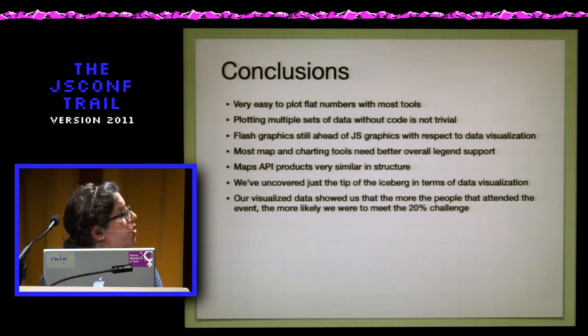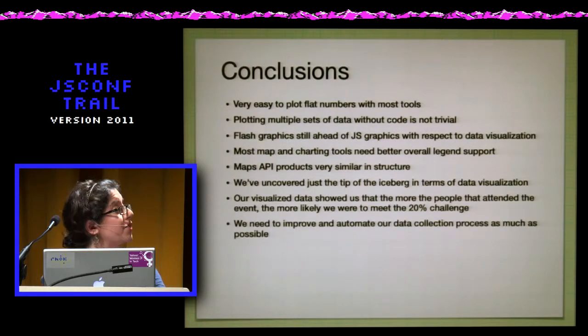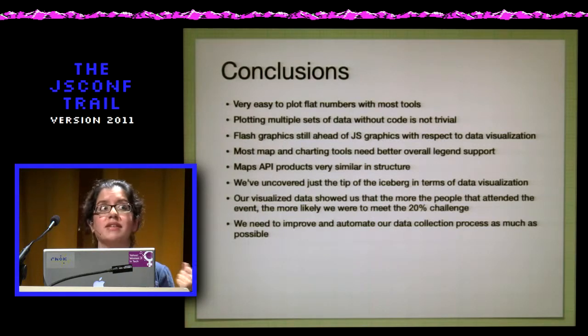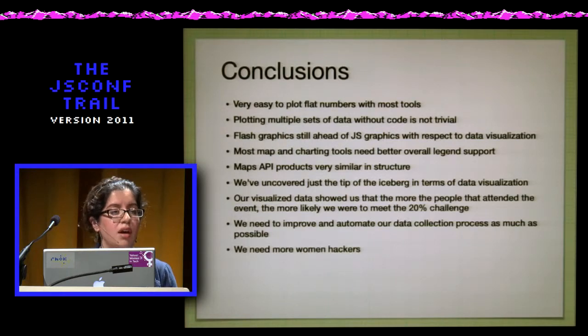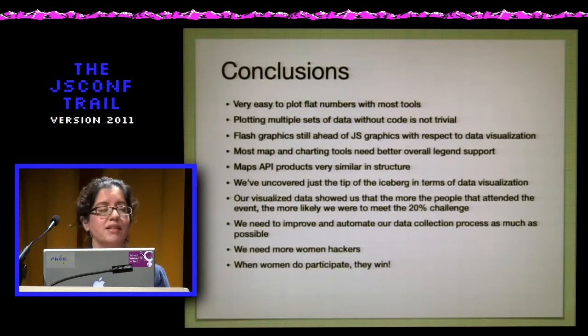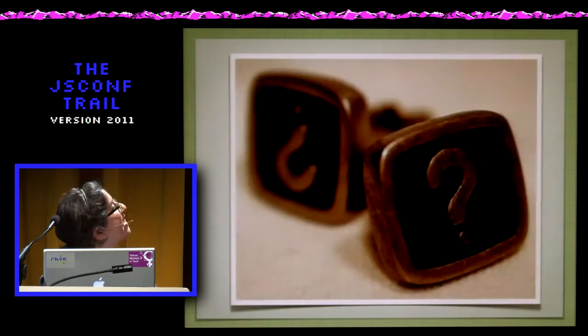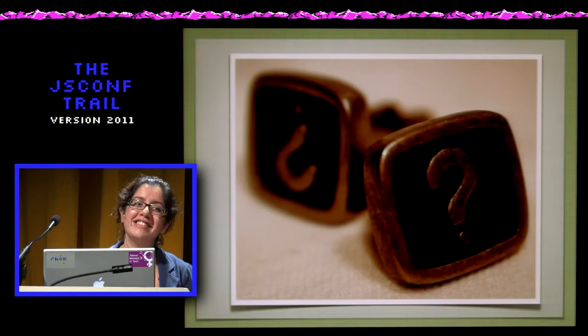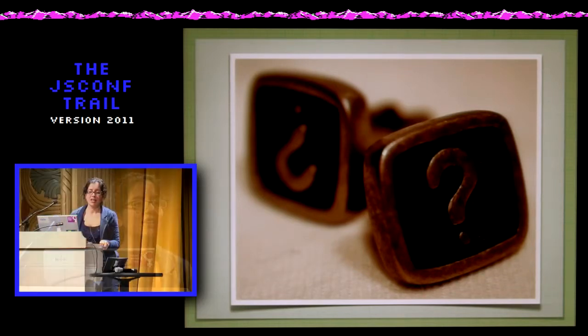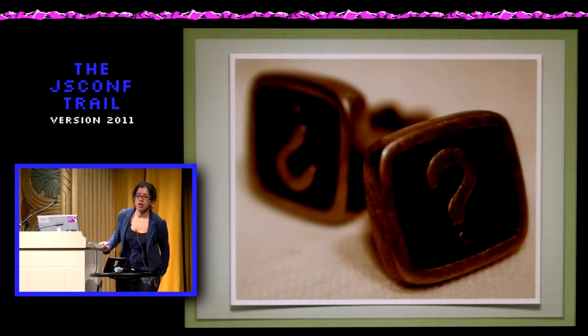And our visualized data showed us that the more people that attended the event, the more likely we were to meet the 20% challenge. We do need to improve and automate our data collection process as much as possible. For the June RHOC, we're using Eventbrite, and we're hoping to scan people in as they come, and we're also collecting gender, so it should make it a lot easier. We definitely need more women hackers still, and when women do participate, like they did in Chicago, they win. Okay, that's it. Questions? So in what way was Flash superior to JS in terms of visualization?